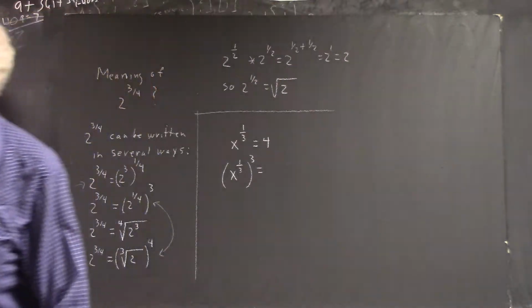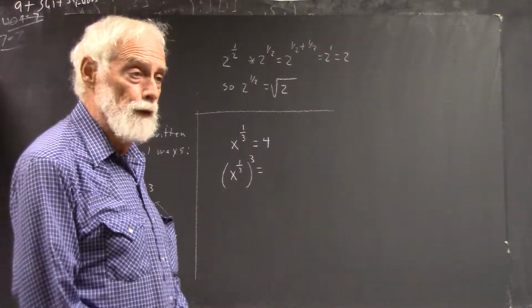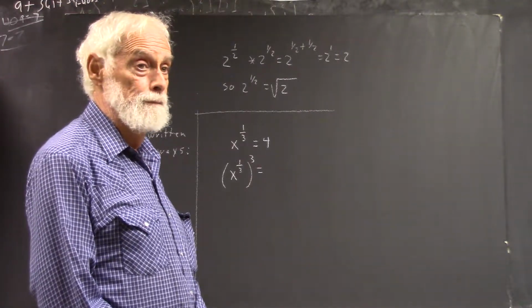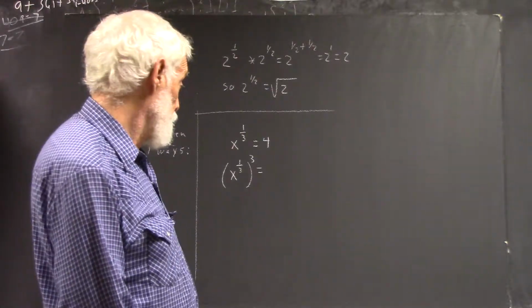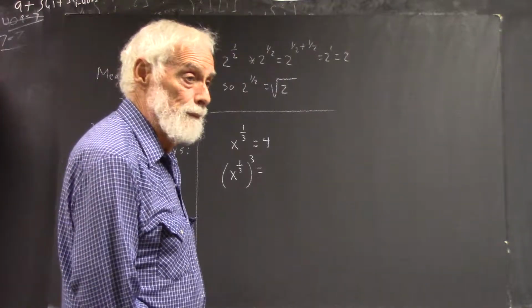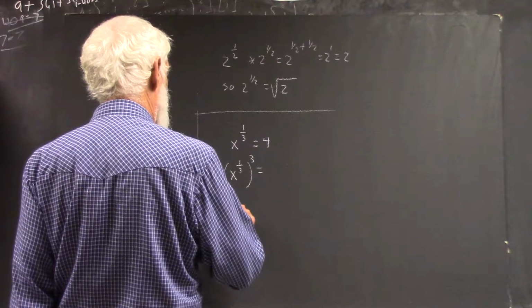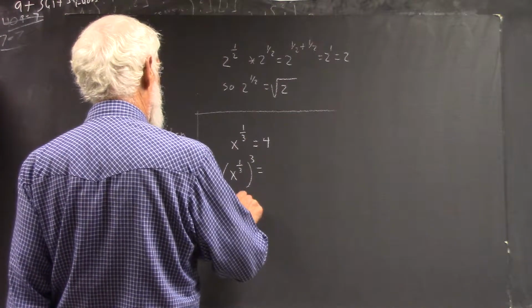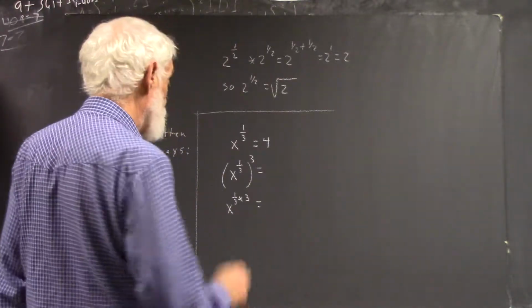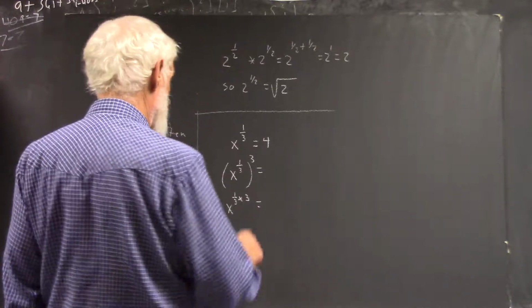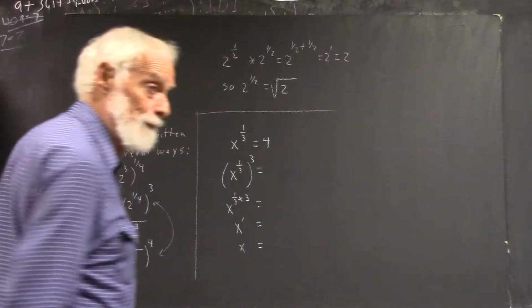Okay, go back to the rules here. Only got 2 of them. And there are more rules than that, but those are the 2 that we're focusing on right now. The second one. Well, okay, what would the second one tell you to do? Well, second rule tells you that x to the 1/3 to the third is x to the 1/3 times 3, right? What's 1/3 times 3? So that's x to the 1, which means that's x, right?